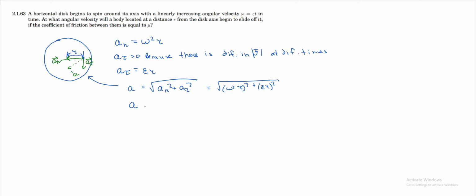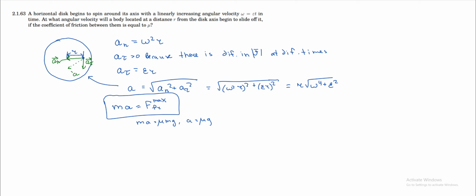At what angular velocity will a body located at a distance r from the axis of the disk start to slide off if the coefficient of friction between them is mu? Well, it's rather obvious that we must think about the friction force here, and static friction in particular. Then we can write Newton's second law as ma being equal to the maximum force of static friction. So basically it's ma being equal to mu mg.